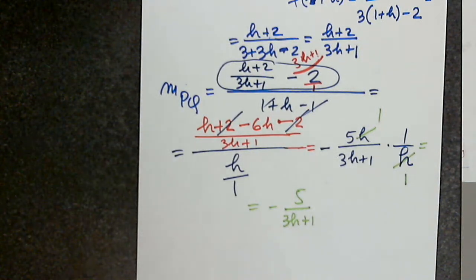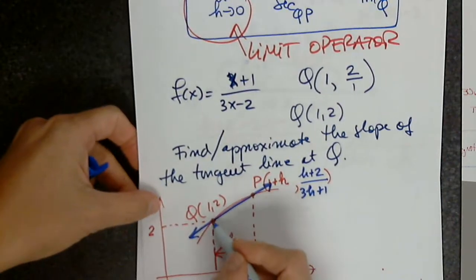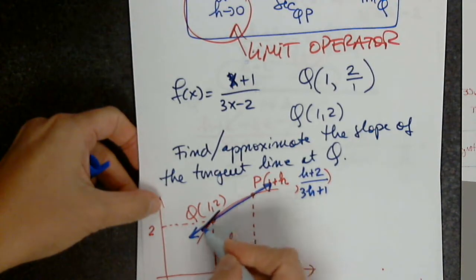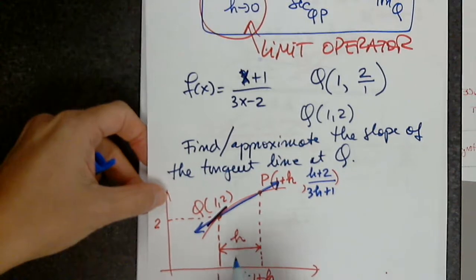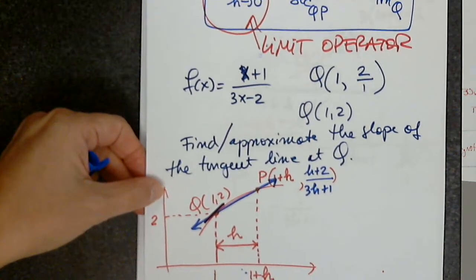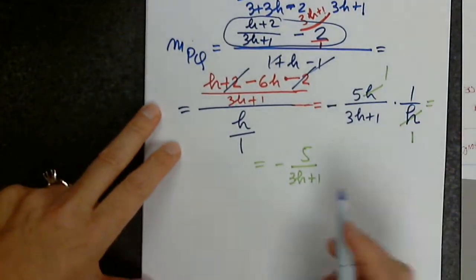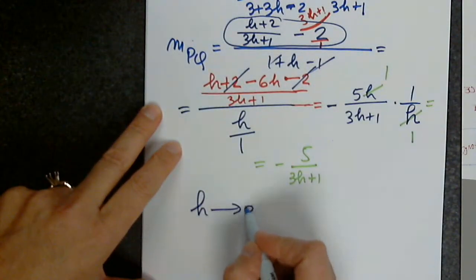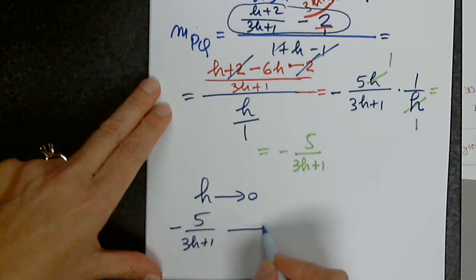And what will I say now? Because I really want to determine, and I'm coming back to my graph, the slope of the line that is tangent at this point. What will I do with h at this point? Make it approach 0. Yes, let's make it approach 0. So when h approaches 0, can anyone tell us what this expression will approach?